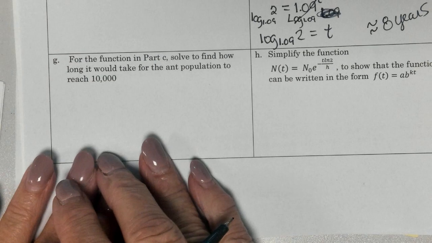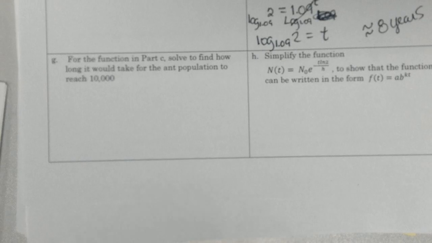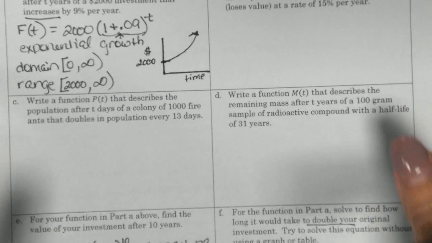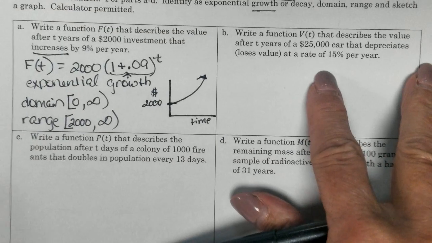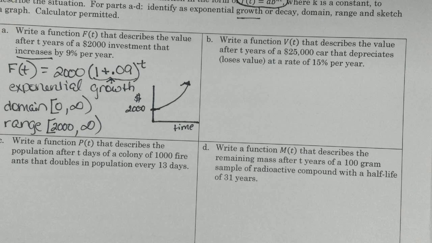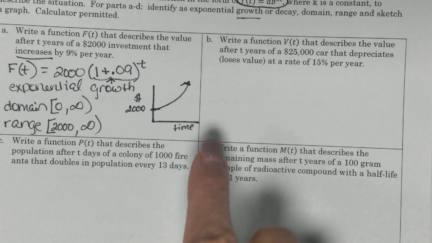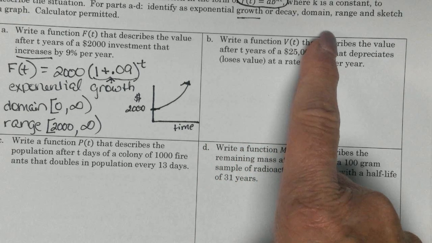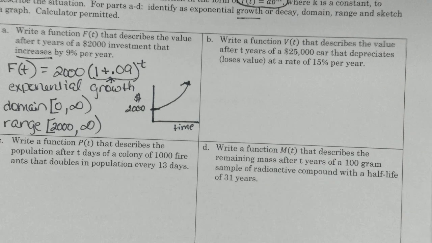All right. Now then, let's go back up to part B. This one wants us to write a function that describes the value after t years of a $25,000 car that depreciates. Depreciation means something loses value over time. And it depreciates at a rate of 15% per year.